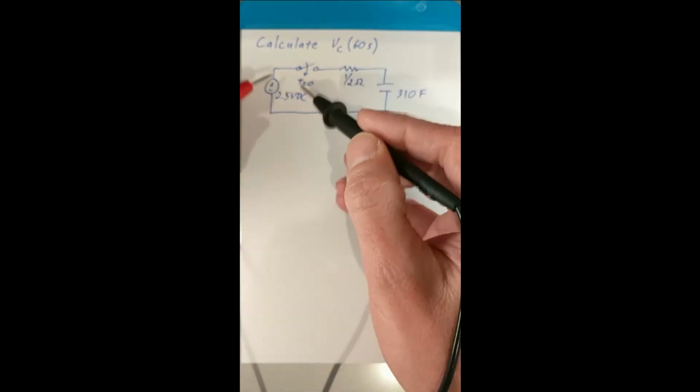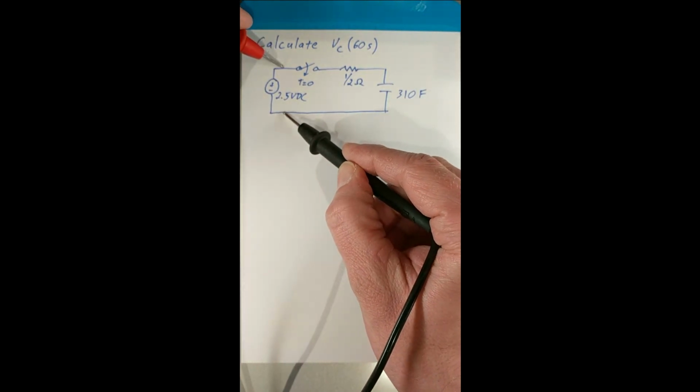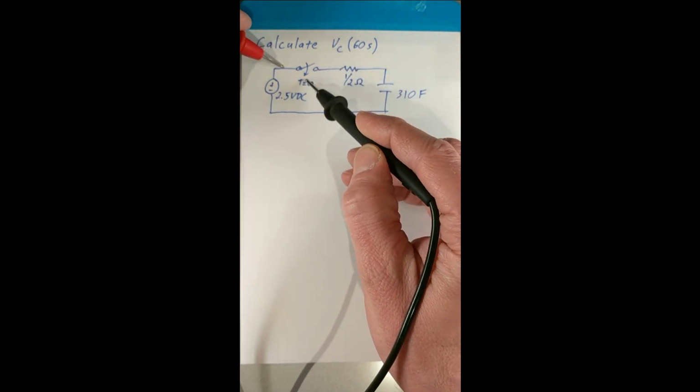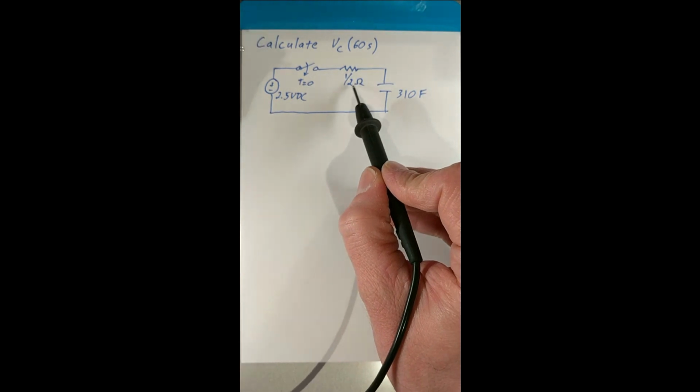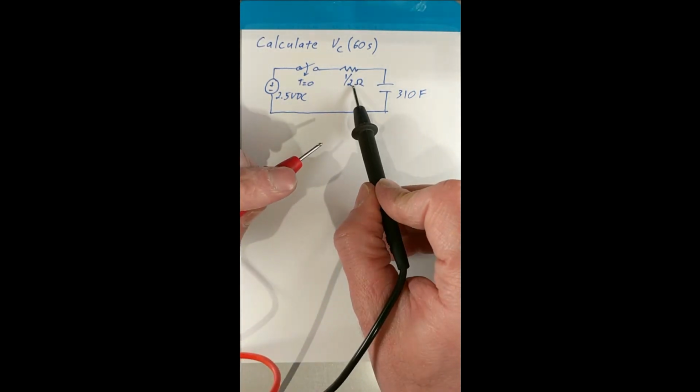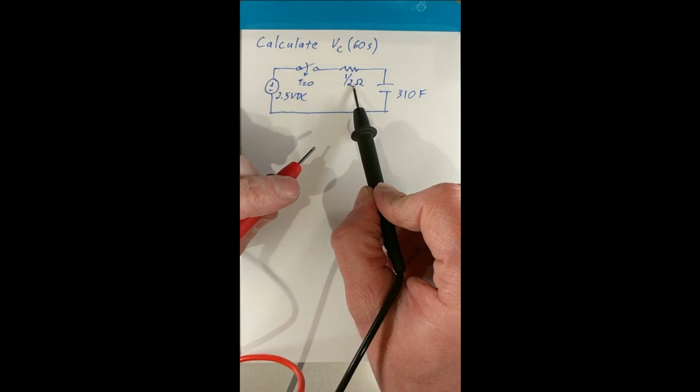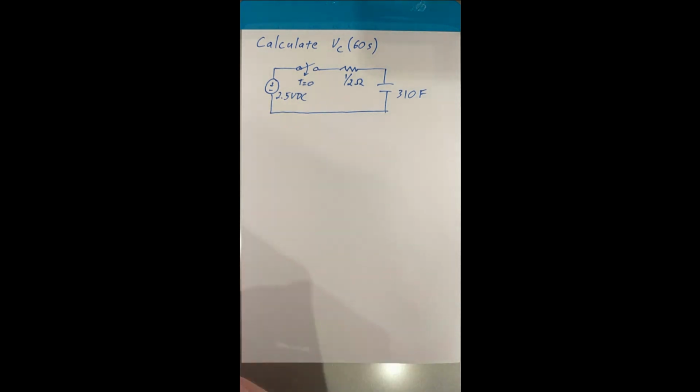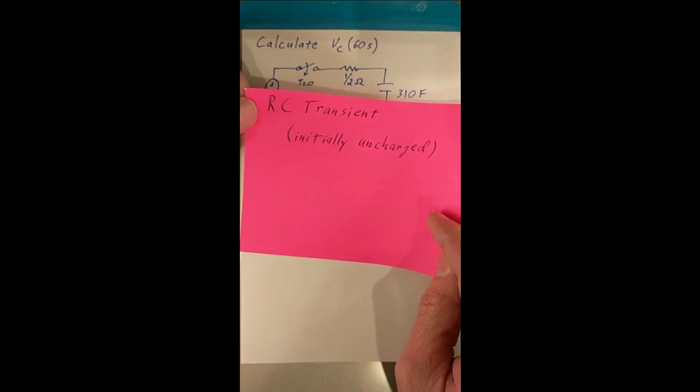We are given a DC power supply of 2.5 volts, and we know that the switch closes at time equals 0, and we have a 1/2 ohm resistance in this particular circuit. Before we start, it's helpful to review our note cards.